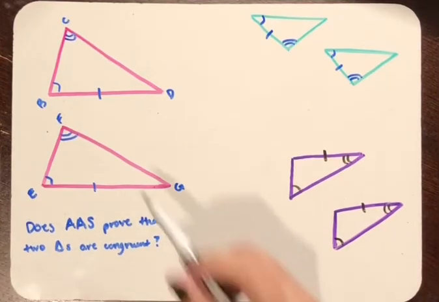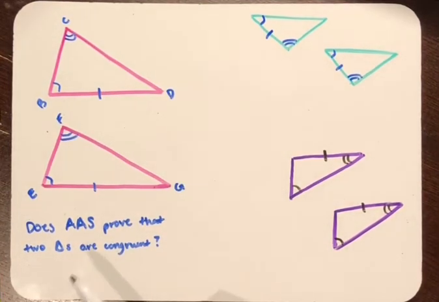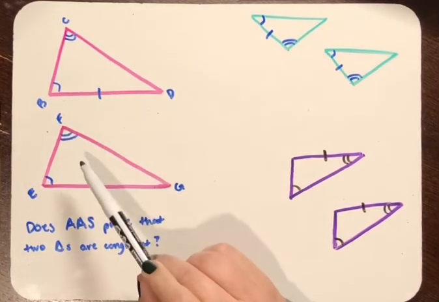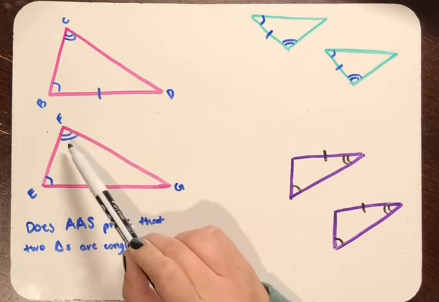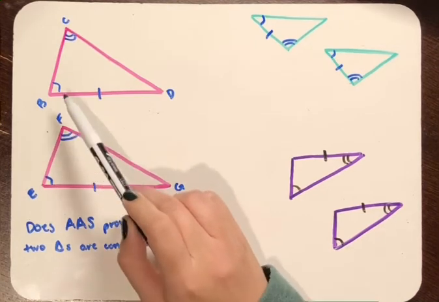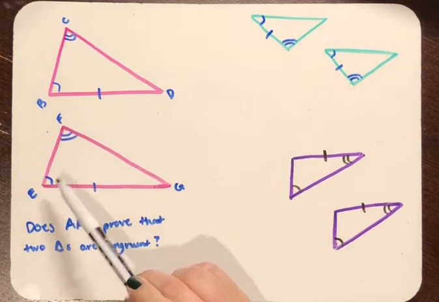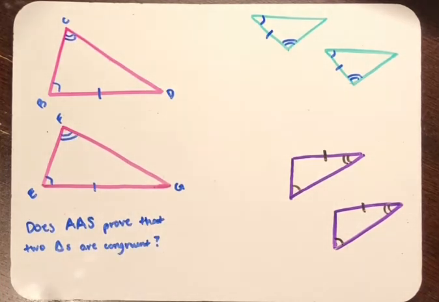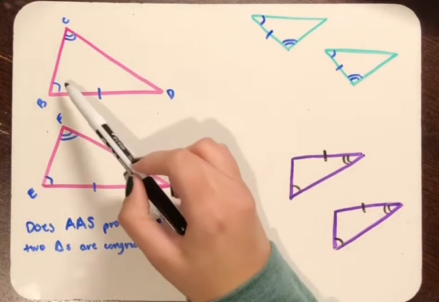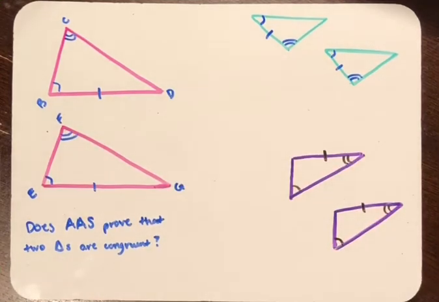When we look at these two triangles on the left, we can see that they have some pieces that are congruent. For example, angle C is congruent to angle F, and angle B is congruent to angle E. We also have segment BD congruent to segment EG. So we have two pairs of angles and one pair of sides that are congruent. But this does not show angle side angle.